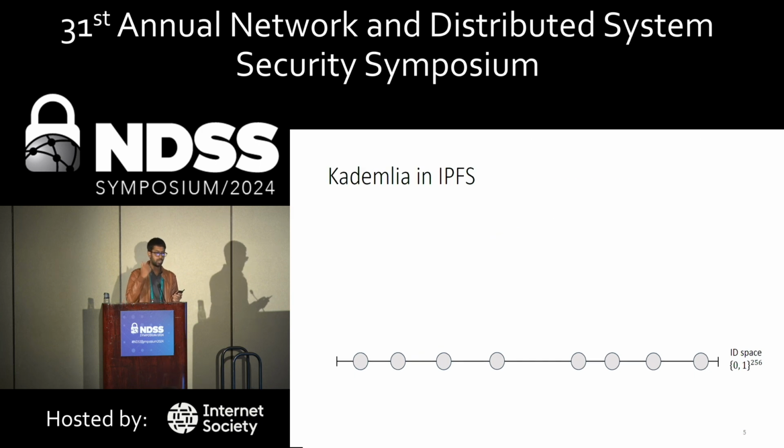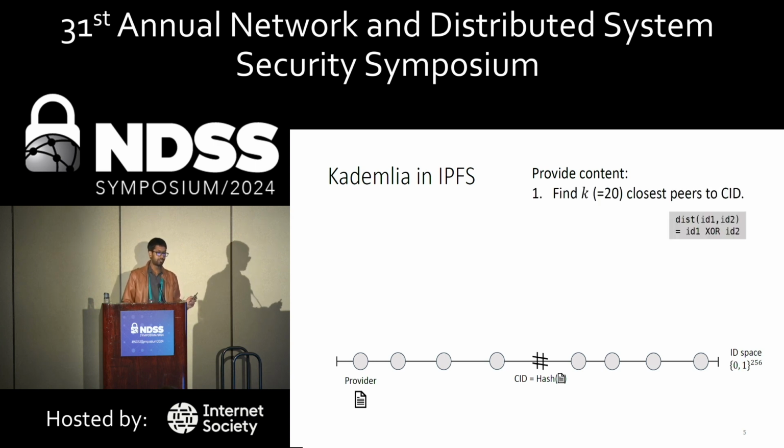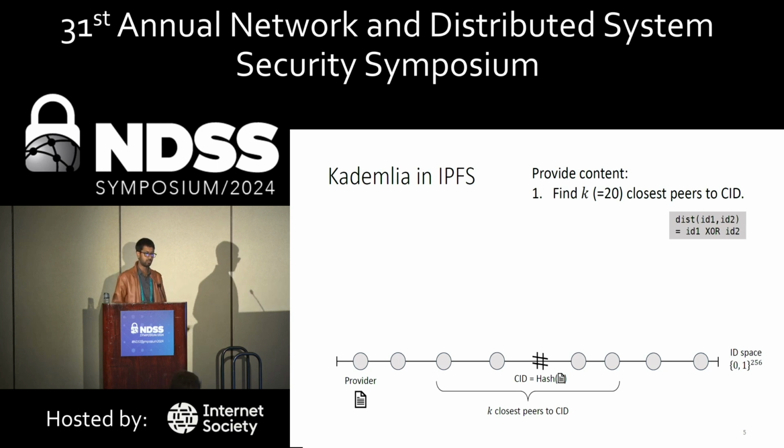Now, how does Kademlia work? If you want to provide content in IPFS, there is a content provider who has a file. The provider computes a content ID, which is nothing but the hash of the content, so it's content addressed. First, the provider finds the k closest peers to the content ID. This means it finds the 20 peers whose peer IDs are closest to the content ID in terms of a certain distance metric, which here is the XOR of the two IDs. Let's say in this example, these are the 20 closest peers. Here it's only 4 in this example.